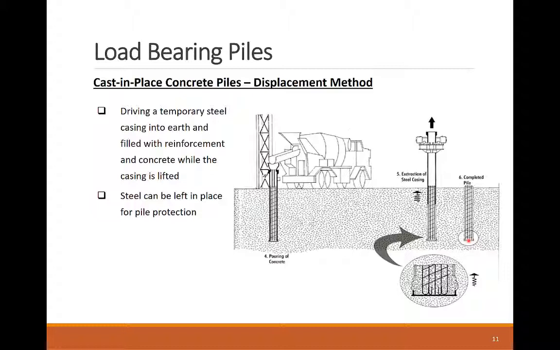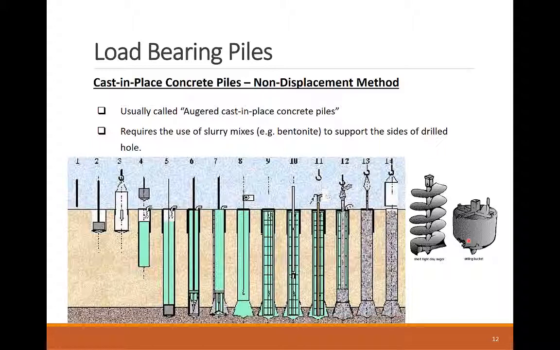The displacement method requires a loose type of soil to be able to drive the steel casing easily and displace the ground around it. The non-displacement method is called auger cast-in-place concrete piling. And instead of displacing the soil, it is excavated and extracted using an auger and drilling buckets.